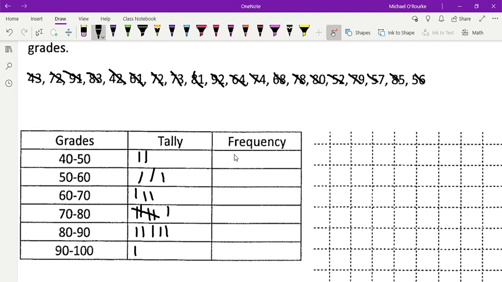Now what should you do after you're done all this? Oh, I messed up. 1, 2, 3, 4, 5. Get rid of that third one there. What should I do after I have my frequency here? What's a good quality control thing to do?